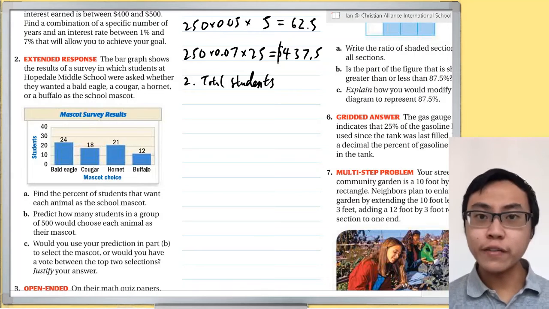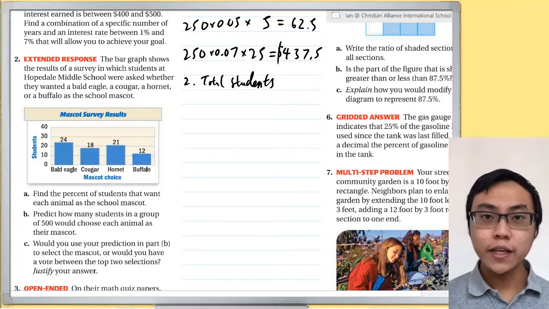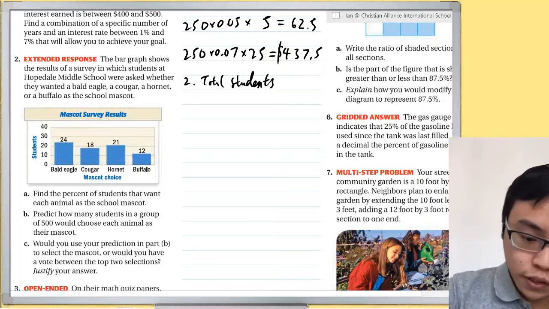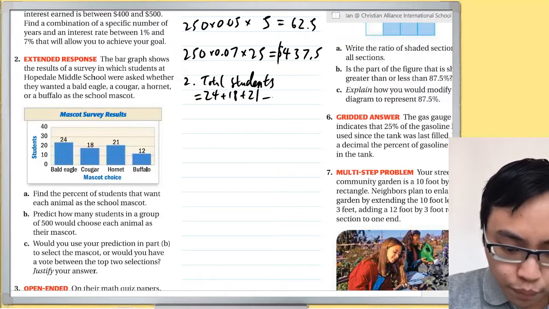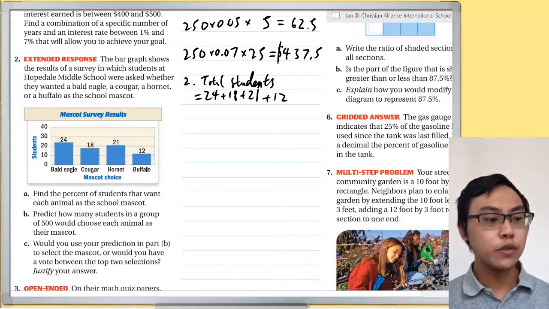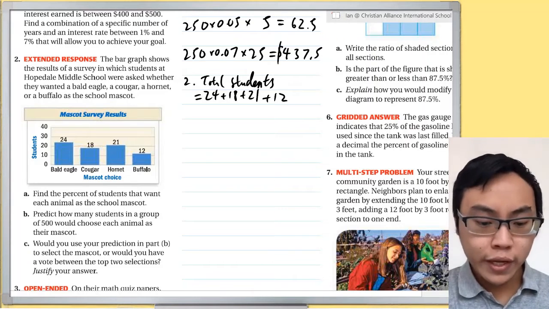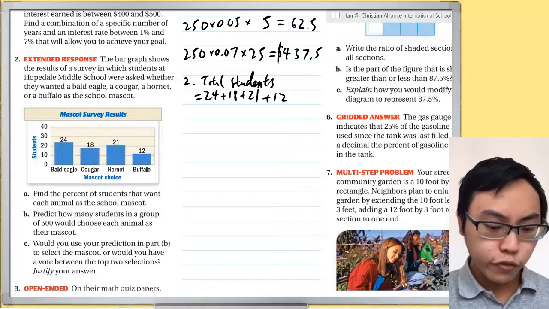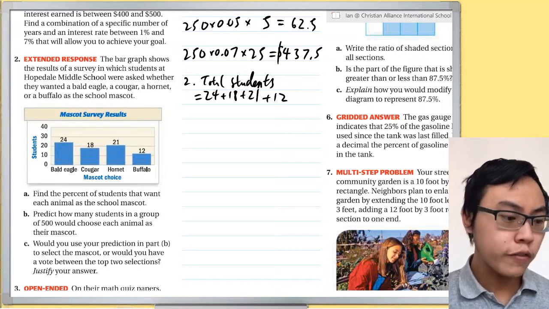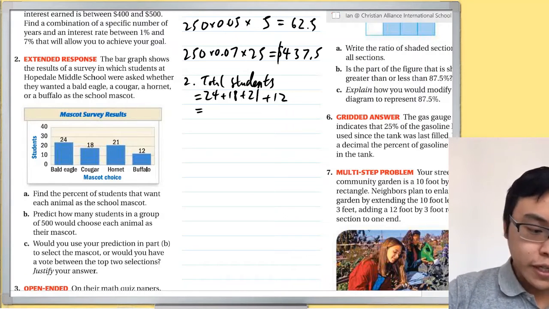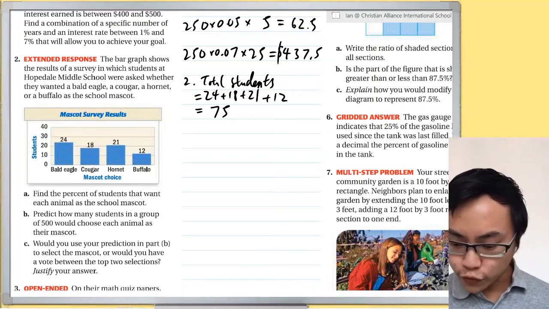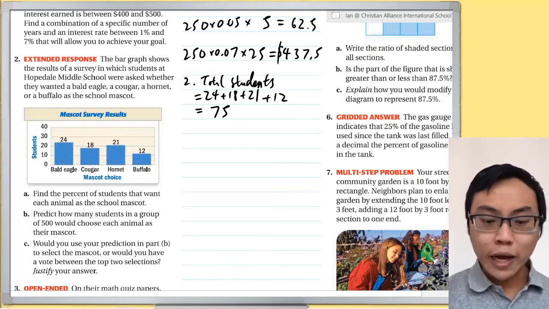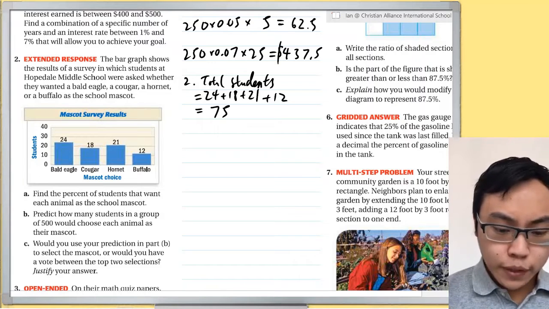first we need to find that, because we want to find a percent out of the total number of students. That's going to be 24 plus 18 plus 21 plus 12. Those are the total students that were surveyed. If I put that into my calculator, 24 plus 18 plus 21 plus 12. I'm just doing this quickly because I don't have too much time for this video. I know I'm already going over time, but I just want to do as much as I can.